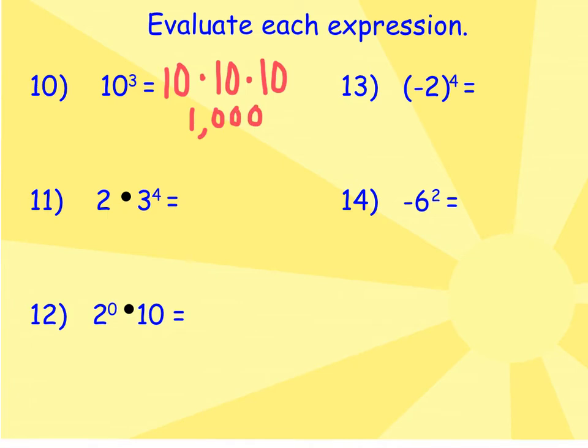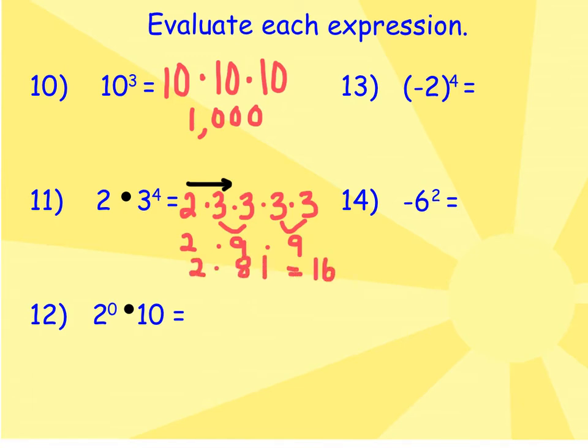But on number 11, if you notice, we have some different numbers in this one. We have a 2 times, and then we have 3 to the fourth, which would be 3 times 3 times 3 times 3. Now here in this problem, you can multiply in any order. So for example, maybe you want to multiply the 3's first. Or instead, maybe you don't want to do it that way. Maybe you just want to multiply left to right. That's okay too, whatever works best for you. So now we have 2 times 81, and so that would be 162.